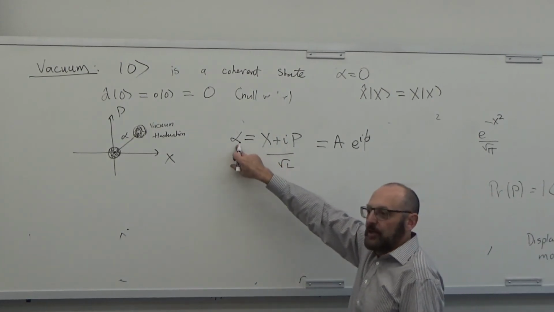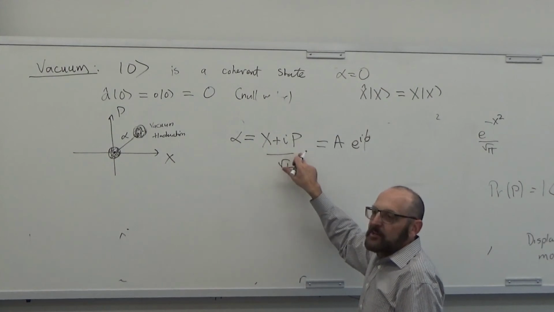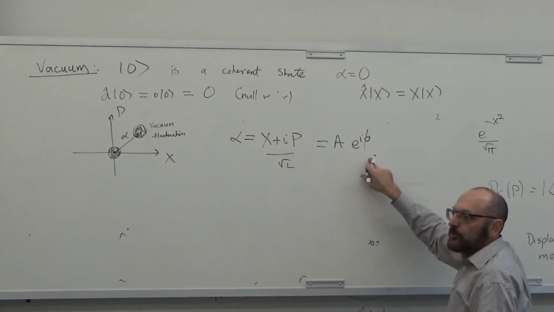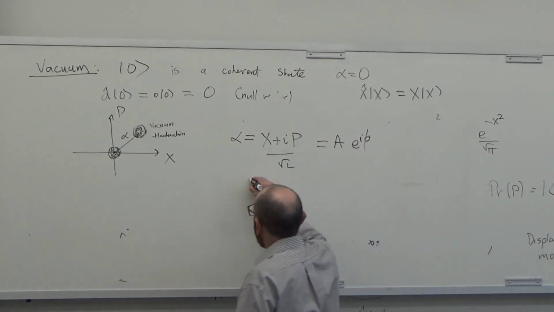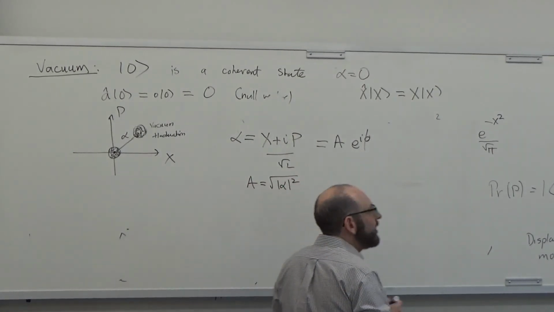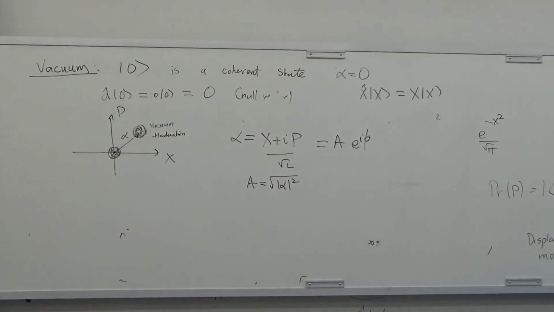Any complex number has a real and imaginary part. They represent the quadratures of the oscillator. It also has an amplitude and a phase. The amplitude, of course, is equal to the square root of the mean of this squared.